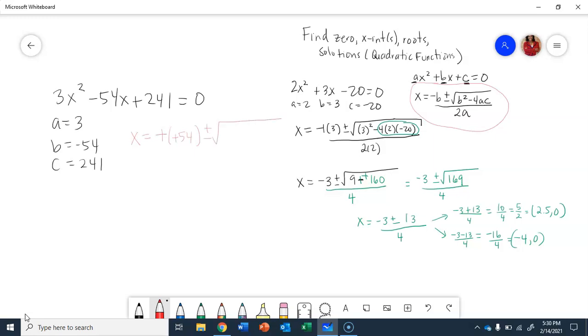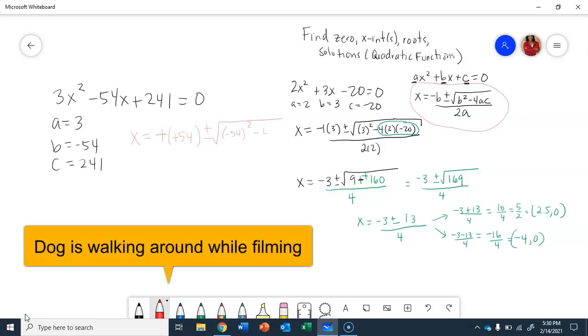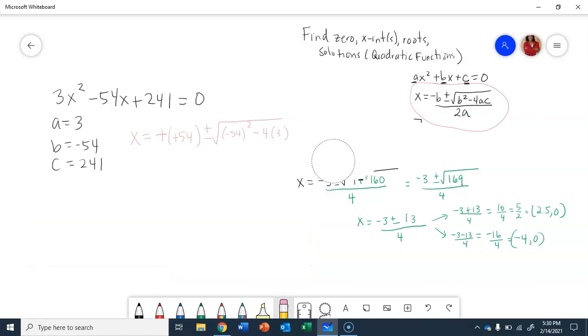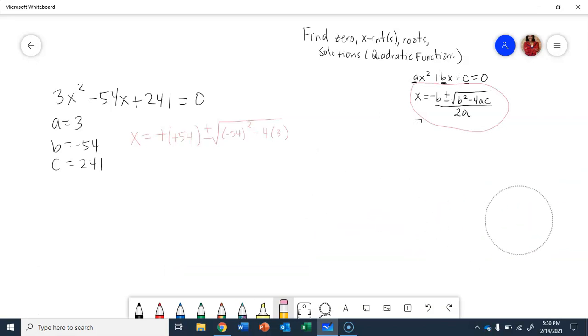Then I have to do b squared. Well, I have negative 54. I have to square that. It's going to be a big number. Minus 4. My A is 3, and because I'm running out of room, I'm going to delete this stuff on this side. Everybody's deciding to come in here while I'm filming. All right, so that should be enough room.